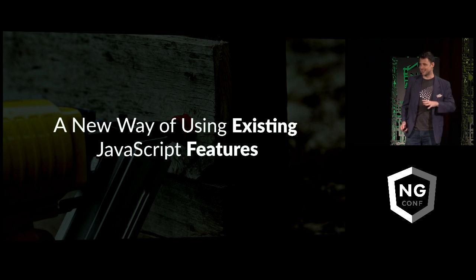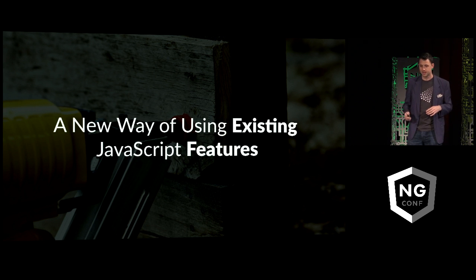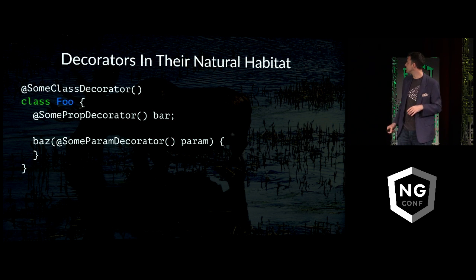So wait a minute, what do I exactly mean by that? That's a bit of a mouthful. So let's take a look at some decorators in their natural habitat. So here's 3 different decorators. We've got a class decorator, a property decorator, and a parameter decorator. Now, these are just 3 different types of decorators.